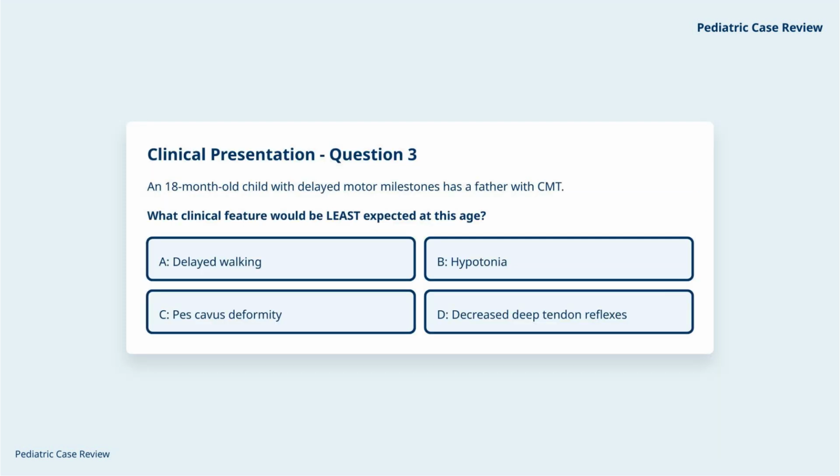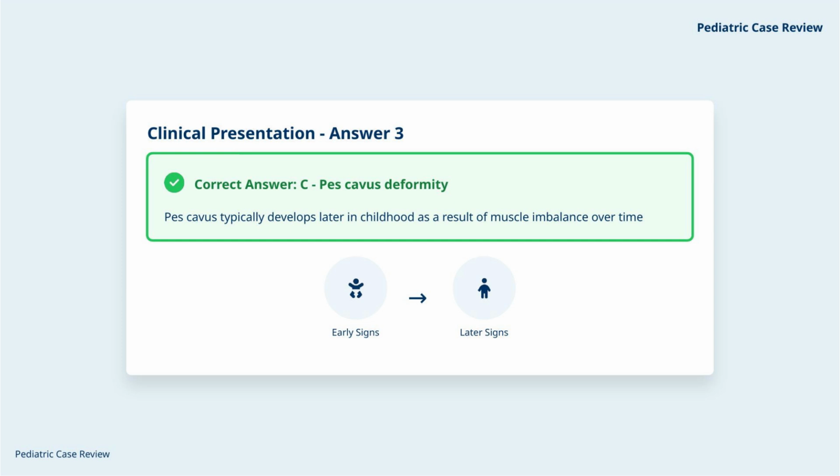Here we have an 18-month-old child with delayed motor milestones who has a father with Charcot-Marie-Tooth disease. What clinical feature would be least expected at this age? A. Delayed walking. B. Hypotonia. C. Pes cavus deformity. D. Decreased deep tendon reflexes. The correct answer is C.